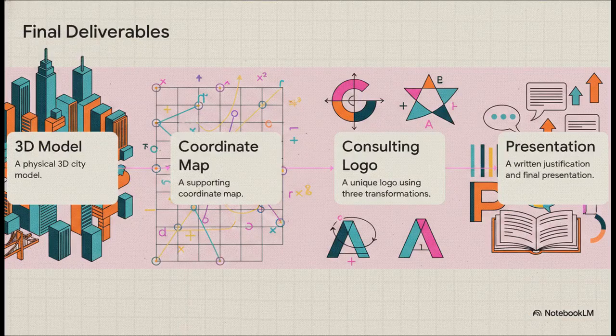Okay, so after all this theory and all this math, what did the students actually create? Let's jump to our next section, building a sustainable future, and take a look at their final projects. And this was no small task. I mean, look at what they had to deliver: a physical 3D model of their city, a detailed coordinate map proving all the math. They even designed a unique logo for their own pretend consulting firm using transformations. And on top of all that, they had to write a full justification and give a final presentation. This was the whole shebang.